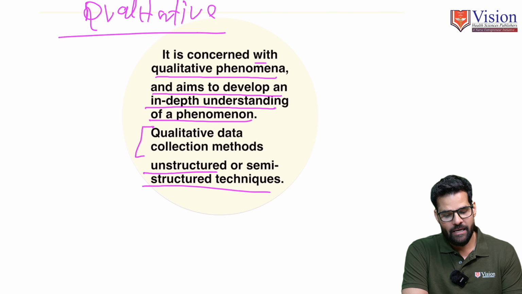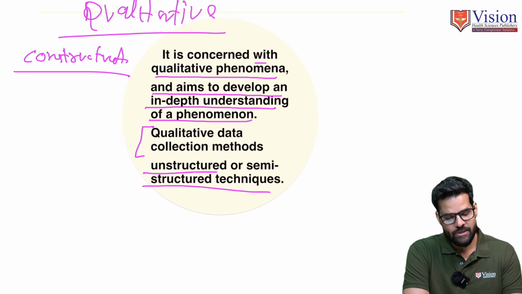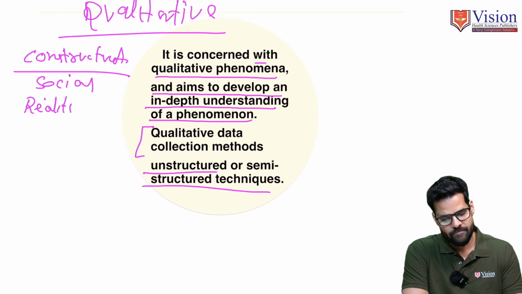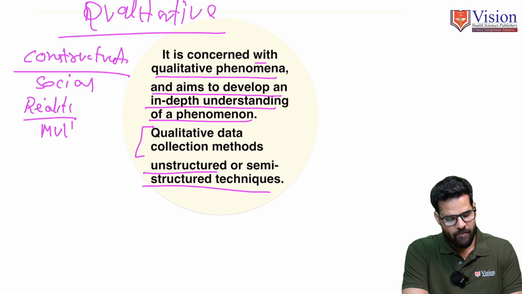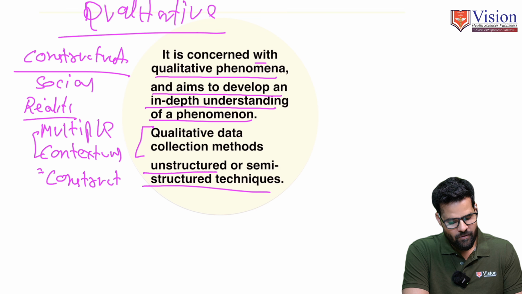They believe in the constructivist paradigm. Constructivist means they believe in a social science paradigm. They believe in what is reality? Reality is multiple. Okay, reality is contextual. Reality is constructed. Okay, and they believe in subjectivity.